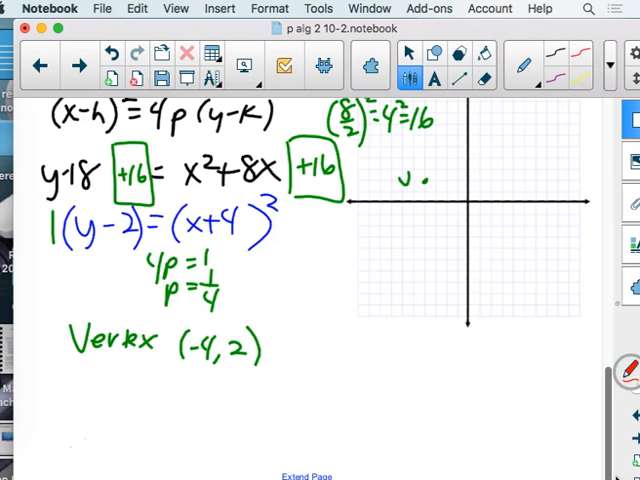Whew. A long time ago, you told me which way this was going to open. Which way? Up. So, where do I go to get the focus? Up 1/4. All right, so it's still going to be negative 4. It's not going to be 2 anymore. It's going to be 2 1/4.